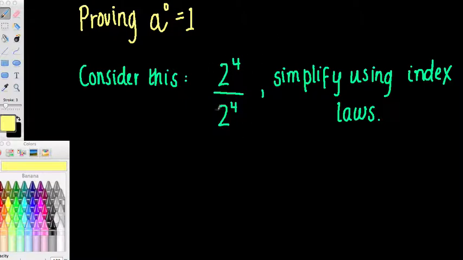Consider that you've had this problem here, 2 to the power of 4 over 2 to the power of 4. Now, if we simplify that using index laws, as we can see, we've got same base, we've got division happening. So what do we do? We subtract the indices.